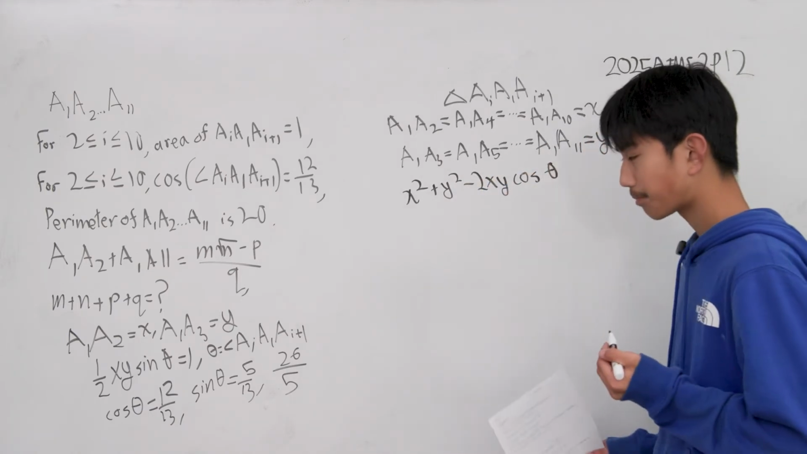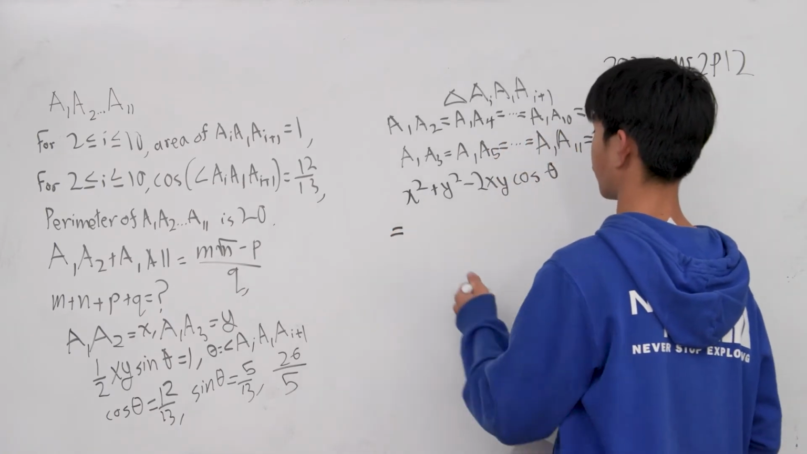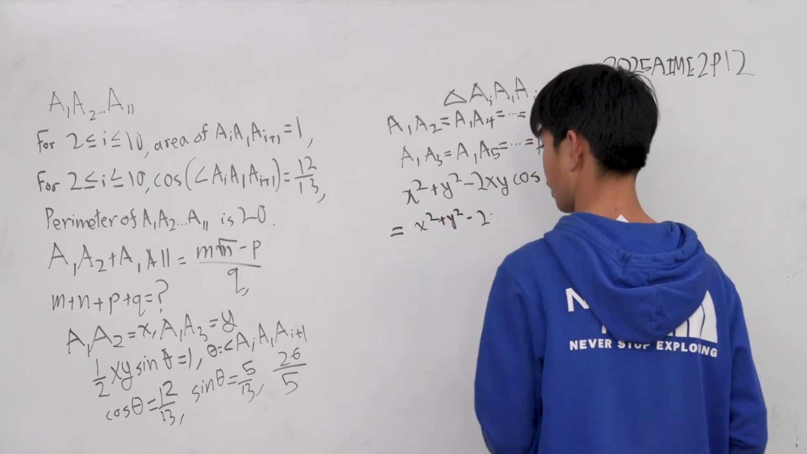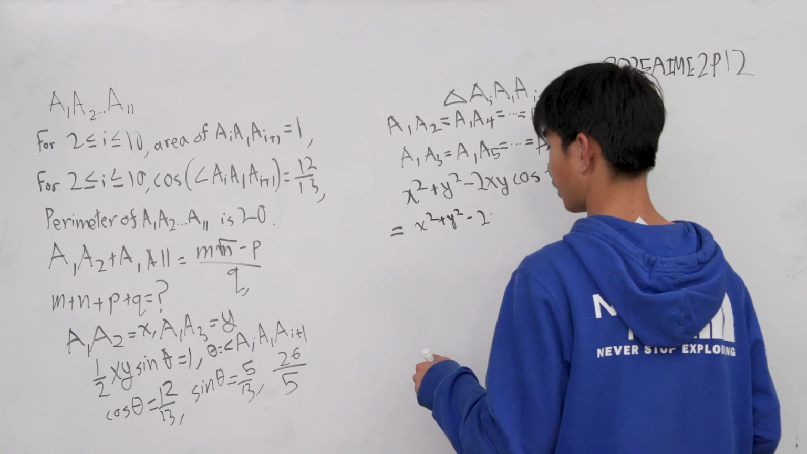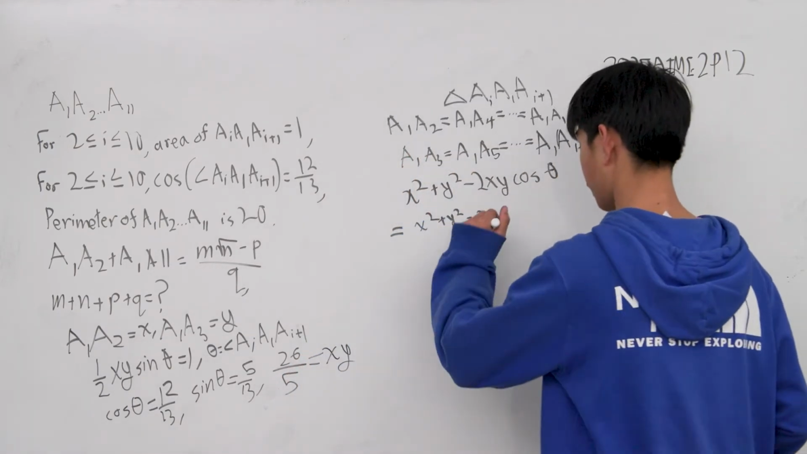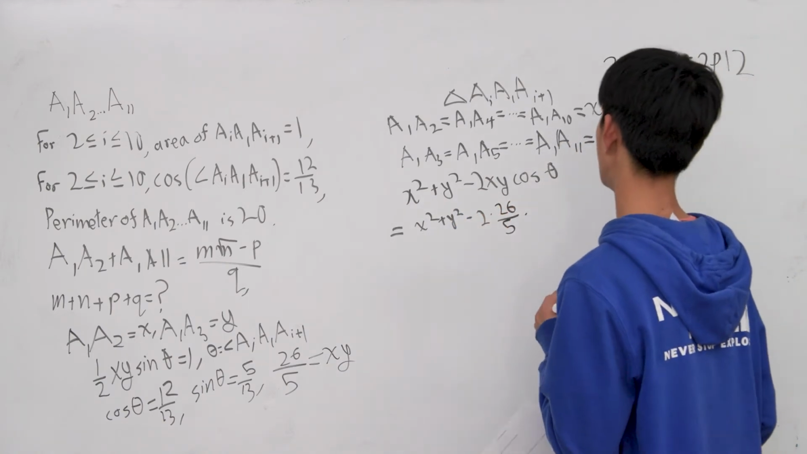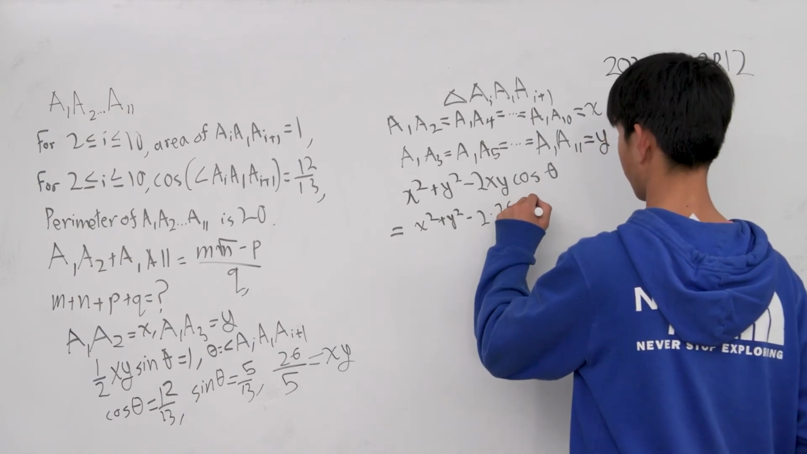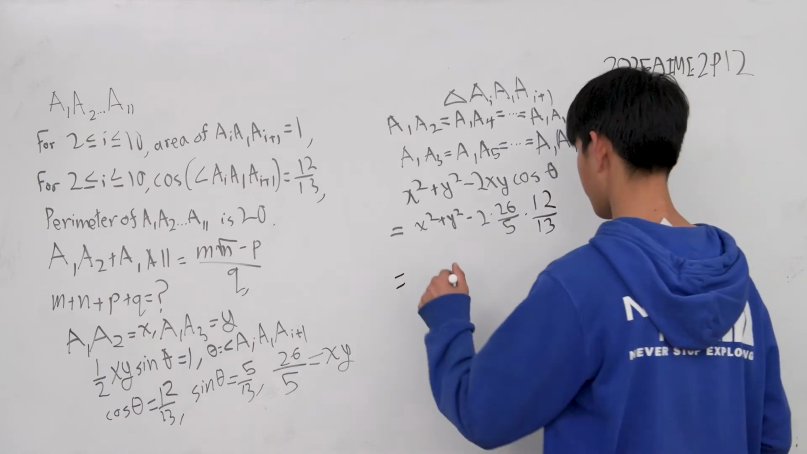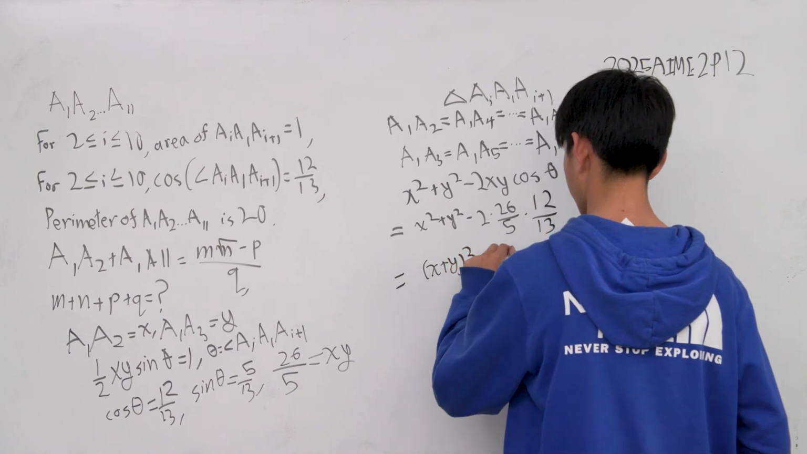From here, we're basically cruising. We have x squared plus y squared minus 2xy times cosine theta, where 2xy is 26 over 5 times 12 over 13. All of this basically simplifies to (x plus y) squared minus 20.